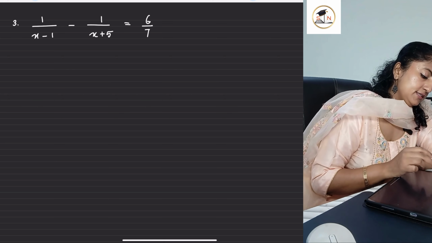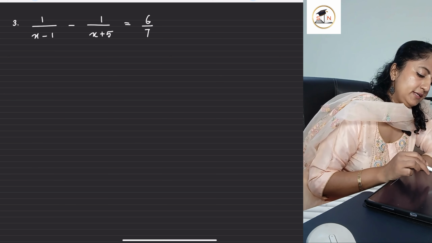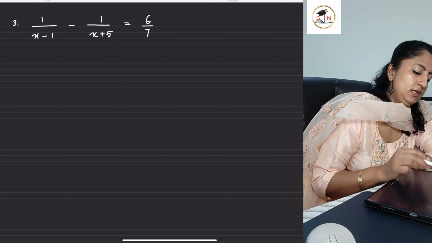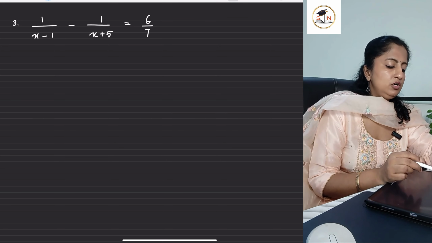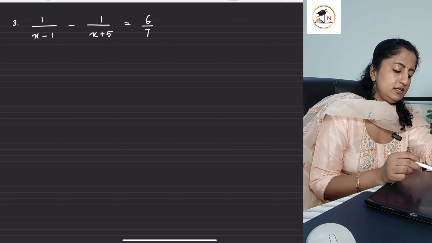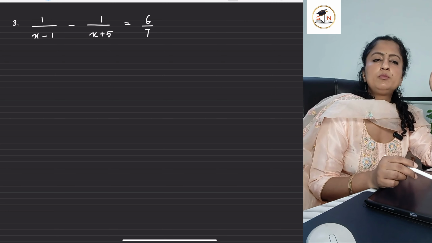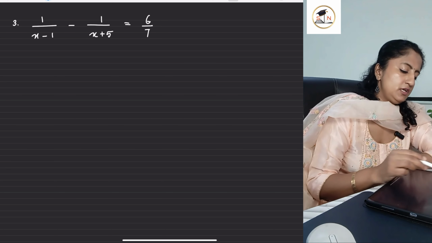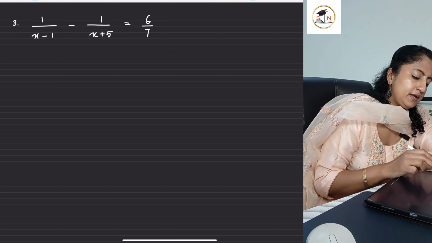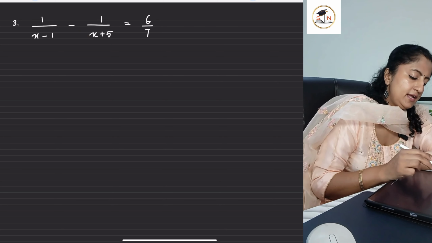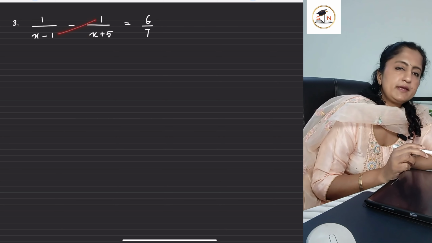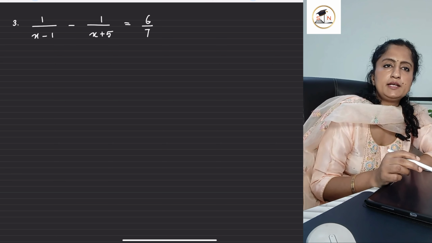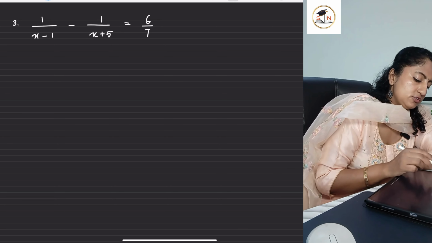So the question here is 1 over (x minus 1) minus 1 over (x plus 5) equals 6 over 7. Now what we have over here, we have got two rational terms on the left hand side, right? So what we need to do, we need to make the denominator same and we do that by taking up the LCM. So in order to do that, I'm going to multiply this one with x plus 5 and then this one with x minus 1. And along with that, x minus 1 and x plus 5 will get multiplied in the denominator as well. So let's start with it.